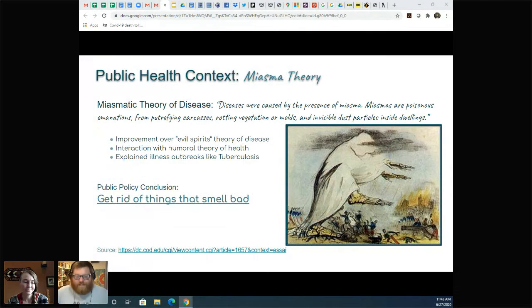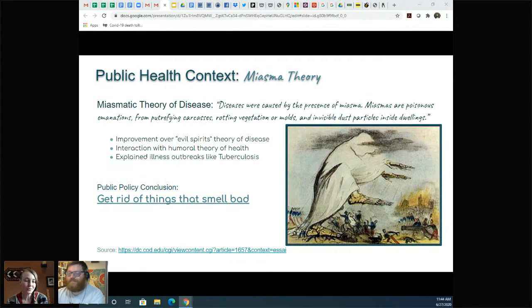Humans have been dealing with tuberculosis for centuries, but as America began founding these massive industrial cities and science began improving, authorities started to think they could do something about it. But initially, their theories were somewhat lacking, which is going to be a running theme. The miasmatic theory of disease stated that diseases were caused by miasmas, which are poisonous emanations from putrefying carcasses, rotting vegetation or molds, and invisible dust particles inside dwellings. Basically, anything that smells bad is going to kill you, theoretically.